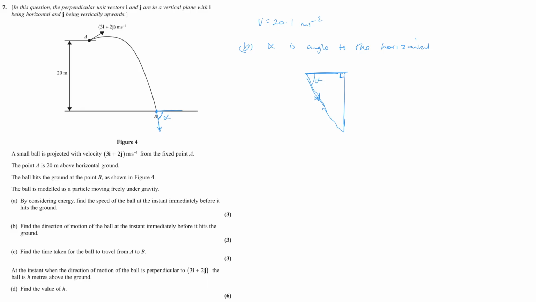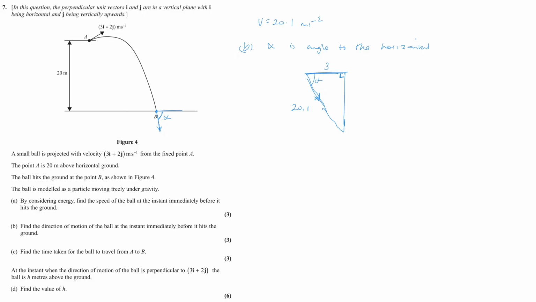Now, when particles and things are thrown off here, there's no forces on this. Well, there is actually air resistance, but we're obviously ignoring that in this question. So this 3i is still going horizontally. So 3i, or 3, that's the horizontal speed. And then this diagonal speed is 20.1.